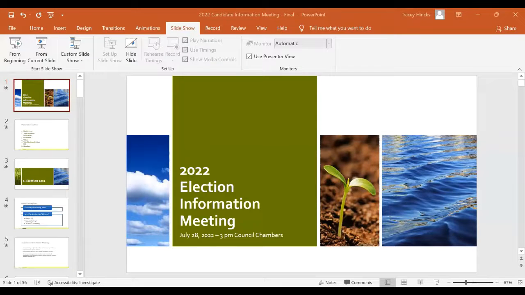I'm Tracy Hinks. I am the Deputy Corporate Officer and the Deputy Chief Election Officer for this election. And I have CAO Machado here, Manny, and Rebecca Anderson, who is our Chief Election Officer and our Corporate Officer for the town of Gibson. I'm going to walk you through this presentation, and any questions, if you could just wait till the end, and Rebecca's going to handle that.